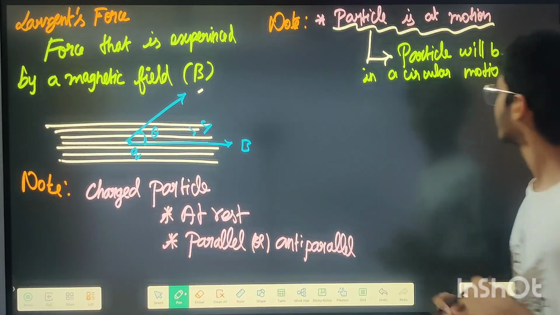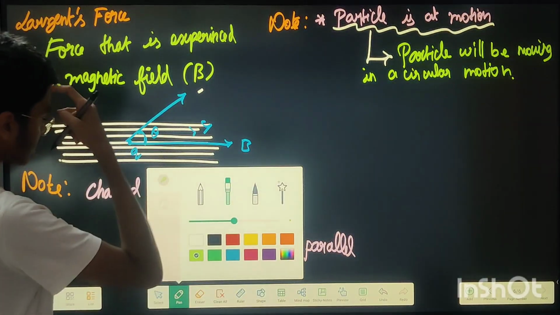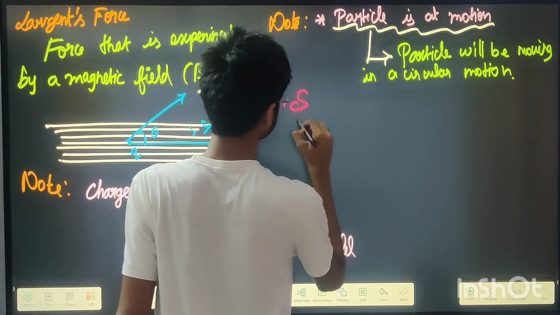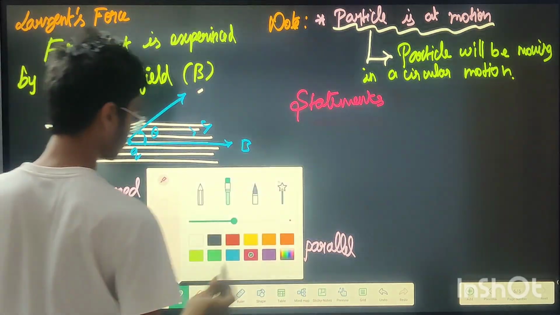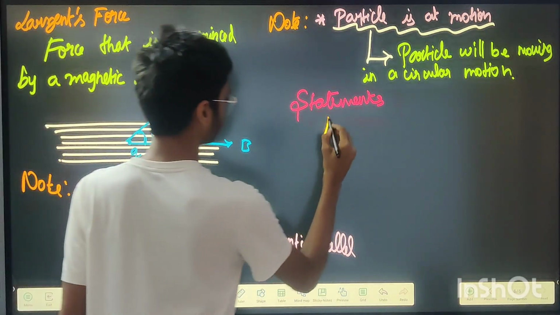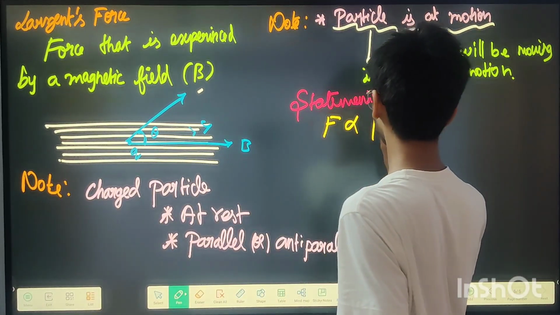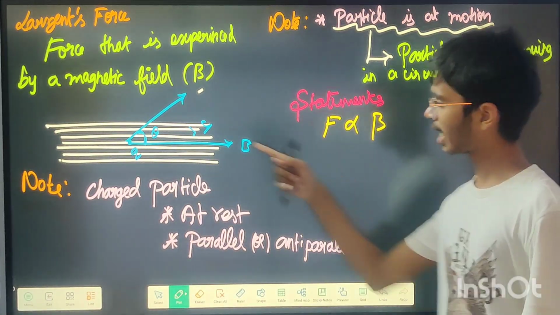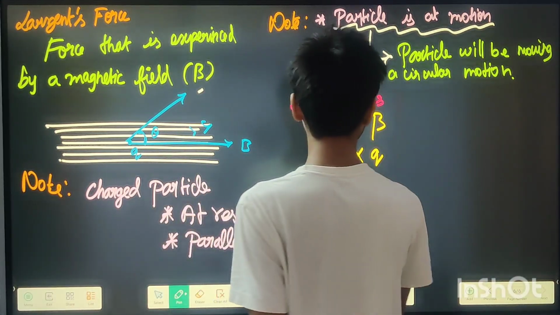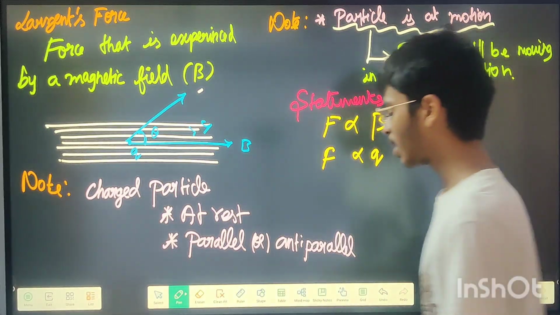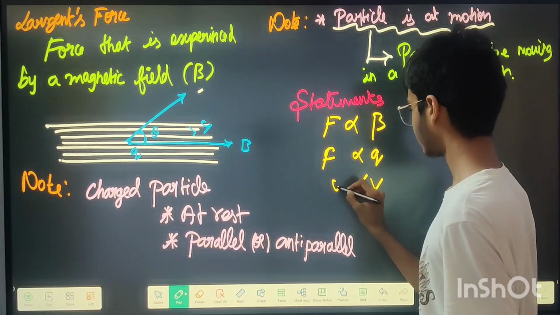So the particle will be moving in a circular motion when this force is acting on it. With the Lorentz force, you'll be completing this total thing. See here also some statements are there. Just proportionalities we are going to see. This force is directly proportional to the magnetic field. If the magnetic field is very high, then the force acting on this particle will be also very high. If the charge of the particle is very high, the force will be also very high. If the velocity of this particle is very high, the force will be also very high.